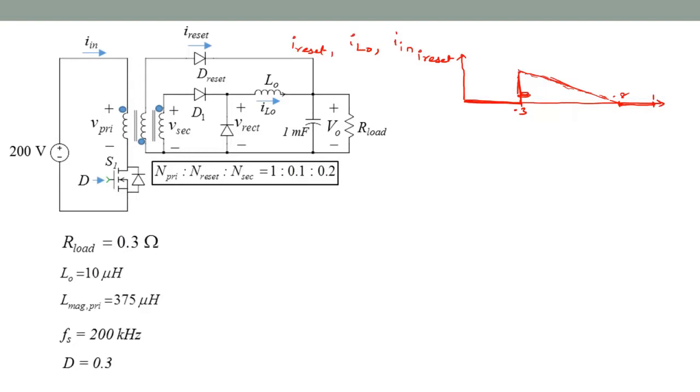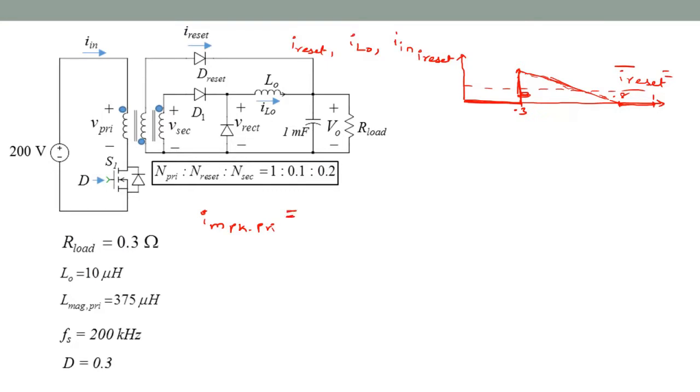Okay, so we just need to calculate this, and once we have that, we can also calculate the average. I reset average. Okay. So how do you get the peak value? Look at the primary current, the magnetizing current peak value. So I am magnetizing peak. If you want to call this primary, that is okay too. I am peak in the primary.